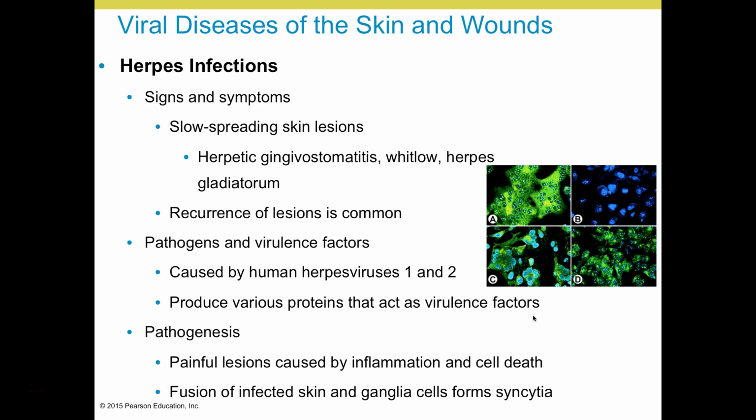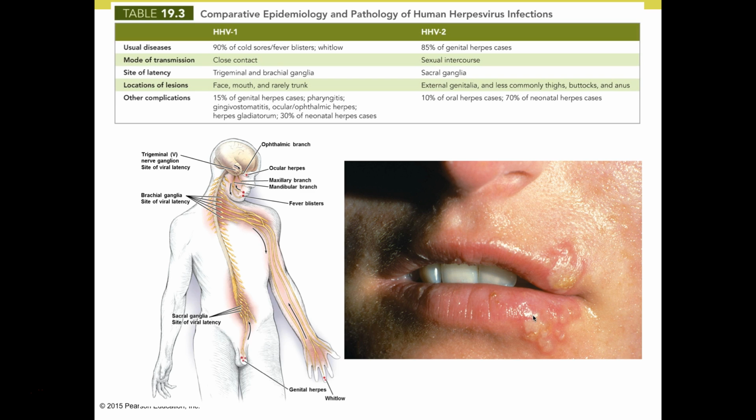Okay, another viral disease of the skin and wounds would be herpes infection. The most common ones you probably heard about are herpes virus 1 versus herpes virus 2. The pathogenesis is basically painful lesions caused by inflammation and cell death. And that's the one that you see right here, for example. The one in the mouth that you can see here is mostly caused by herpes 1. However, herpes virus 2 can also cause it, and herpes virus 1 can cause lesions not only around the mouth area, but also in the genitalia.